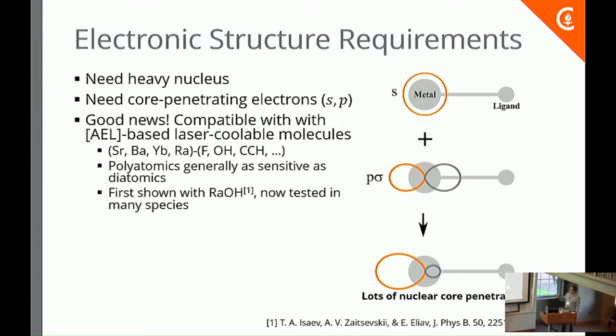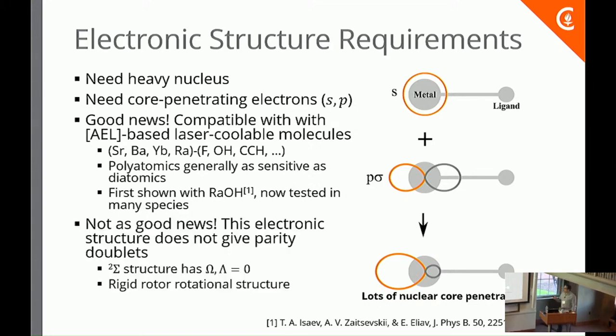So if you take a heavy metal like strontium, barium, ytterbium, radium, and you stick something to it like fluorine, or something that bonds like fluorine, with this story you've heard about a few times now, you get a molecule which is laser coolable, as you've heard, but also because the CP violation sensitivity comes from the electronic structure, that's also generally unchanged. And this has now been shown for a very wide range of different species. So you can combine laser cooling and ultracold techniques with this CP violation sensitivity.